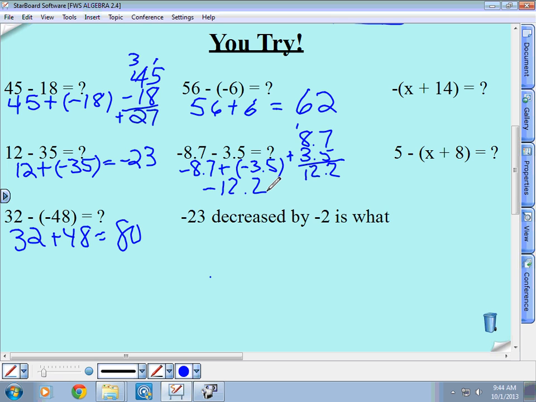All right. Negative the quantity x plus 14. So what am I going to do? Well, if I have a subtraction or the opposite of an entire quantity, what am I going to do? I'm going to take the opposite of one plus the opposite of the other. So what's the opposite of x? Negative x. What's the opposite of 14? Negative 14.